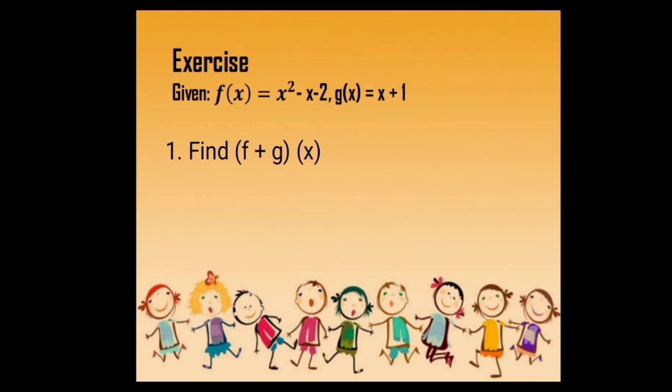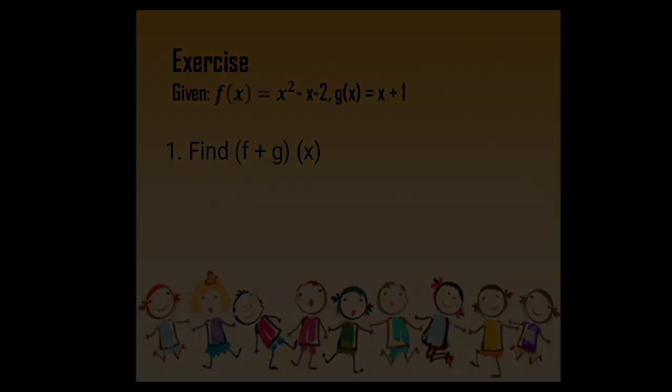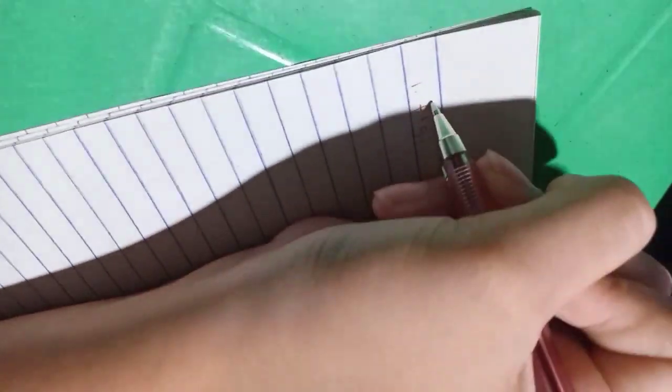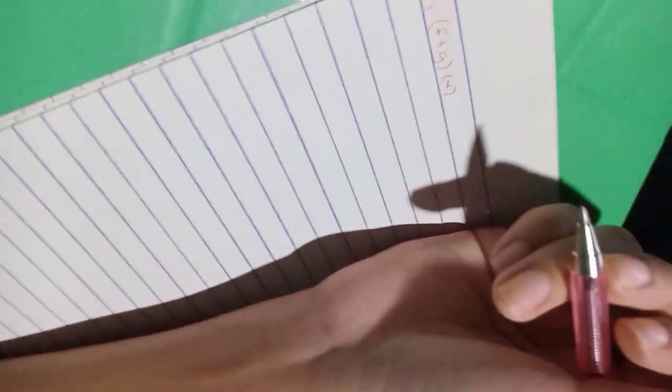Now let's proceed to the exercise. Our given is f(x) equals x squared minus x minus 2. Our g(x) is equal to x plus 1. Let's start. Number 1, find (f + g)(x). The operation that we use is addition. So we have the formula of addition, which is (f + g)(x) equals f(x) plus g(x).